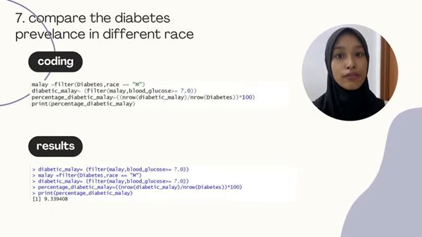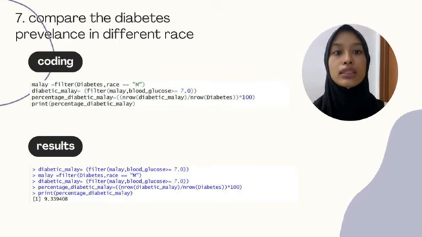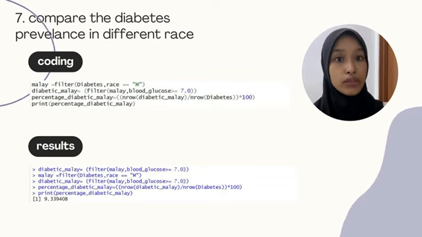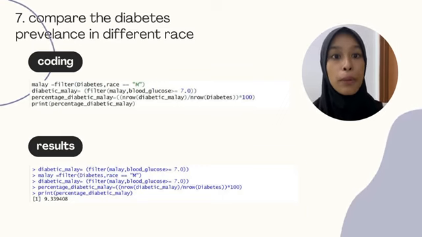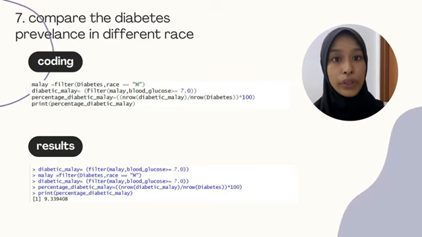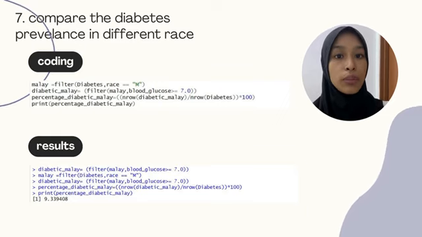Fabulous. Thank you, Fatin, for the last explanation. For this question, they asked us to compare the diabetes prevalence for each race. The first line of coding will filter all the Malay participants. The second line of coding will filter Malay with blood glucose more than or equal to 7.0, which is diabetic. And the last line of coding will calculate the percentage of diabetics among all the total participants.